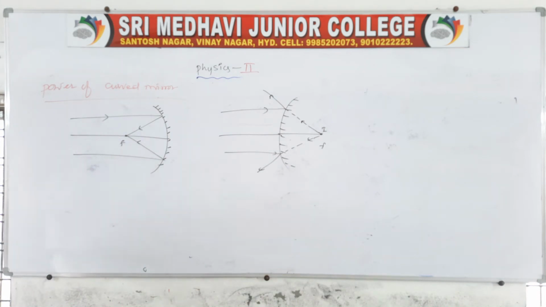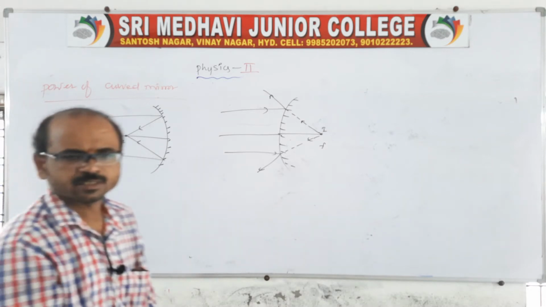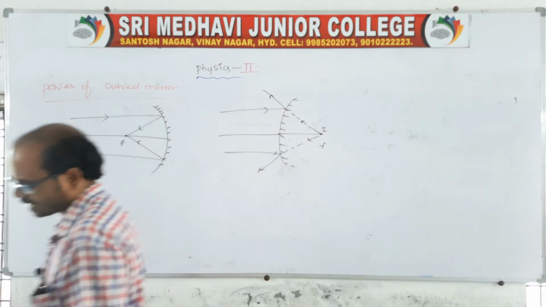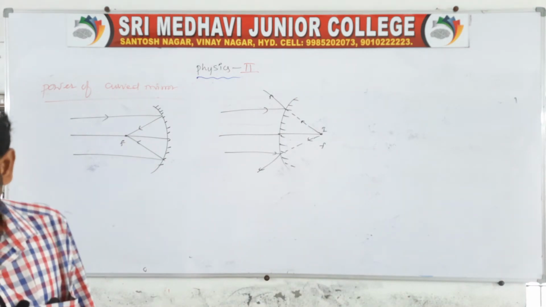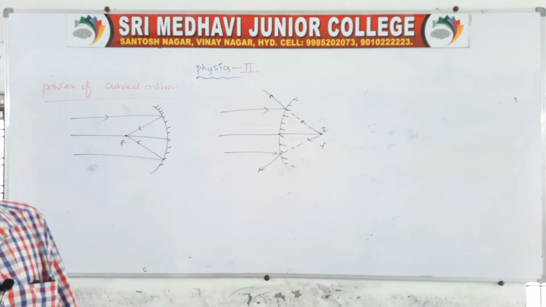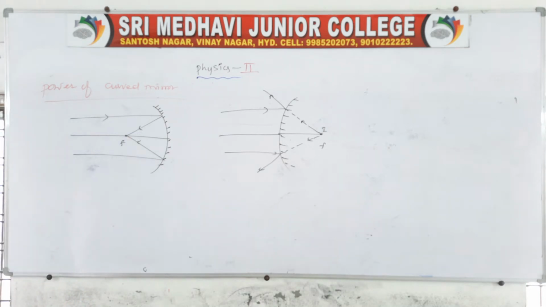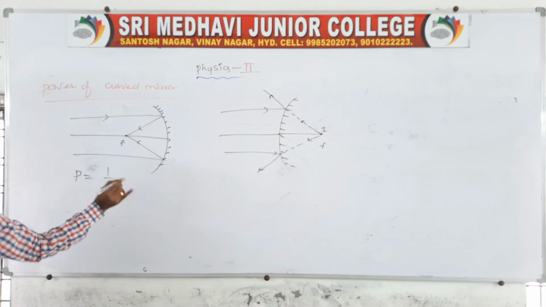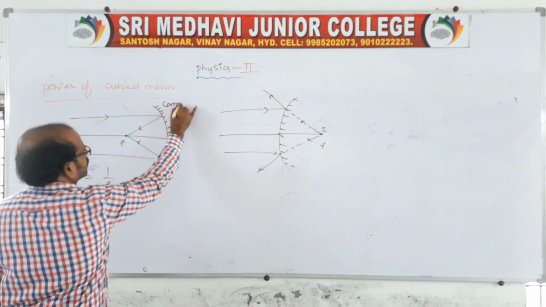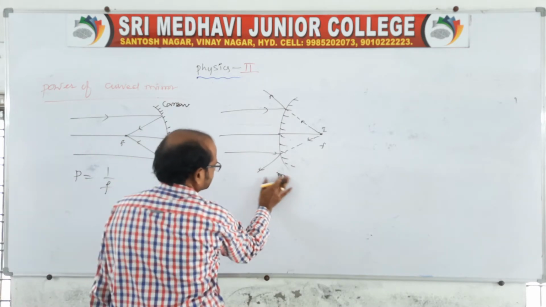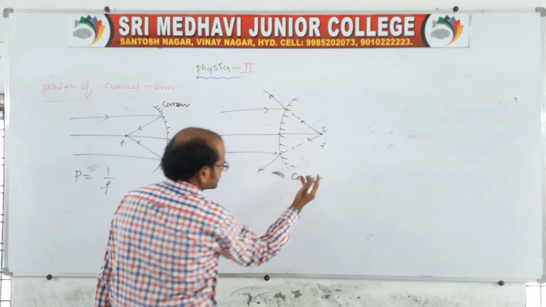So power is nothing but, very simple, it is the ability of an optical instrument, of a given device, to deviate the path of rays incident on it. That we can also say power is equal to 1 by focal length, the reciprocal of the focal length of a given mirror. This is the concave, no? Concave, it is a convex, right? It is a concave and convex.